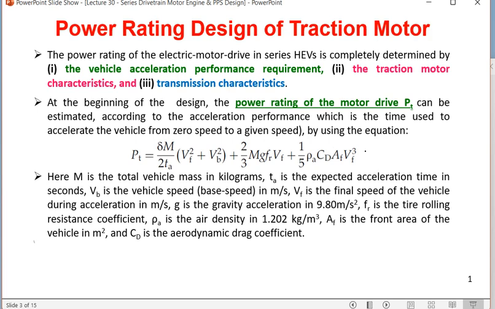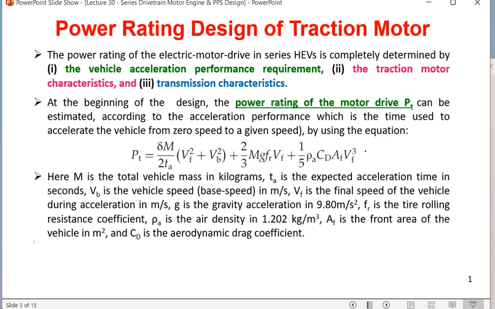Here M is the total mass of the vehicle in kilograms. It includes the load, the passengers, the vehicle chassis and all the weights of the vehicle. T is the acceleration time in seconds, VB is the vehicle base speed. Base speed is the highest speed under any gear. So for lower gear we find base speed is smaller, for higher gear base speed is higher.